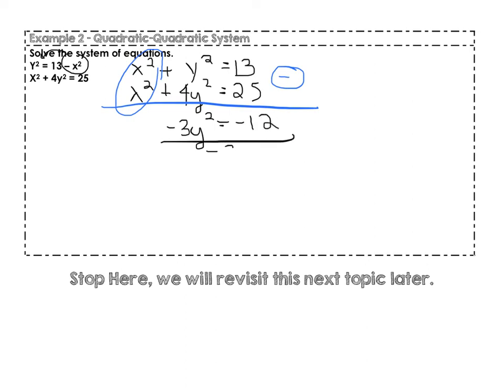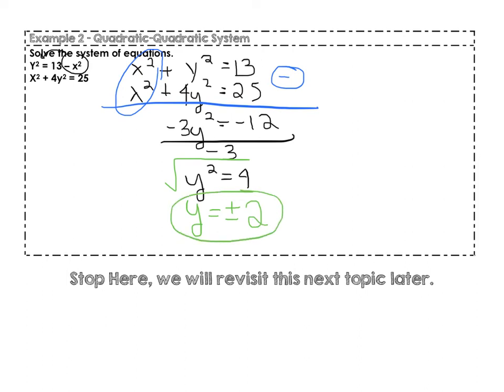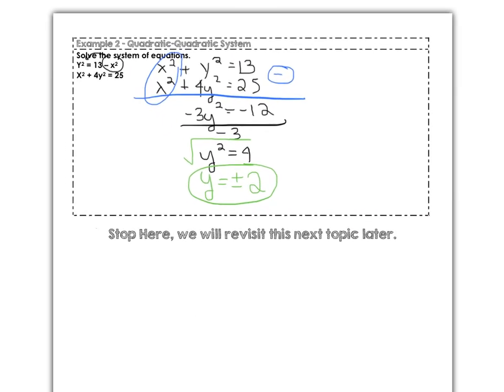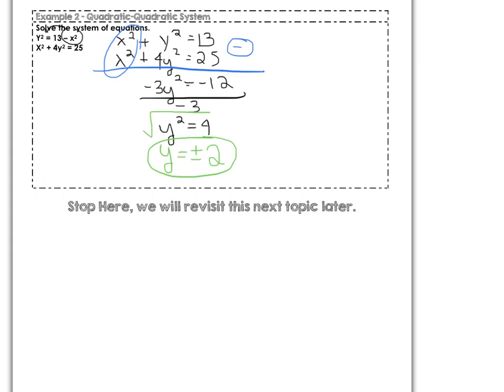Now I'm going to divide both sides by negative 3, so y squared is equal to positive 4. And when I take the square root of a quantity, it actually produces a positive or negative solution. The square root of 4 is positive or negative 2 here, okay? So now what I need to do is plug in both positive 2 as well as negative 2 into either one of our equations. All right, so let's actually use the very first one: y squared equals 13 minus x squared.